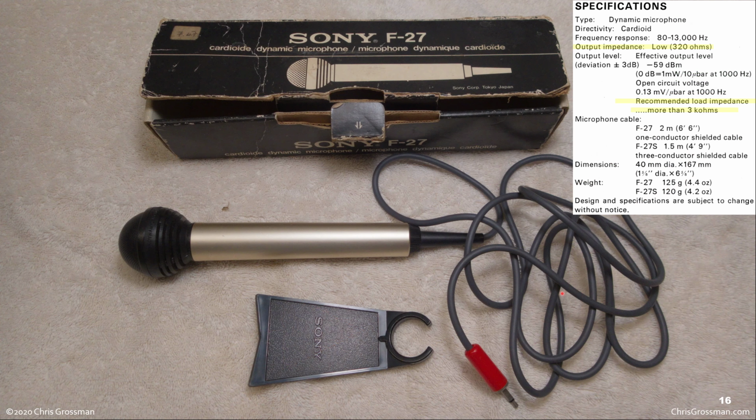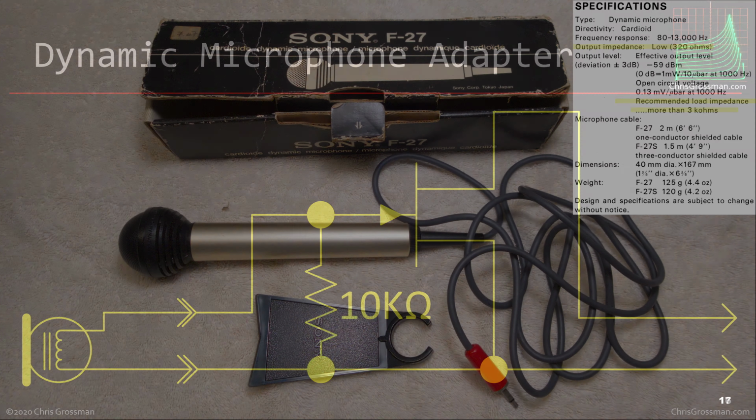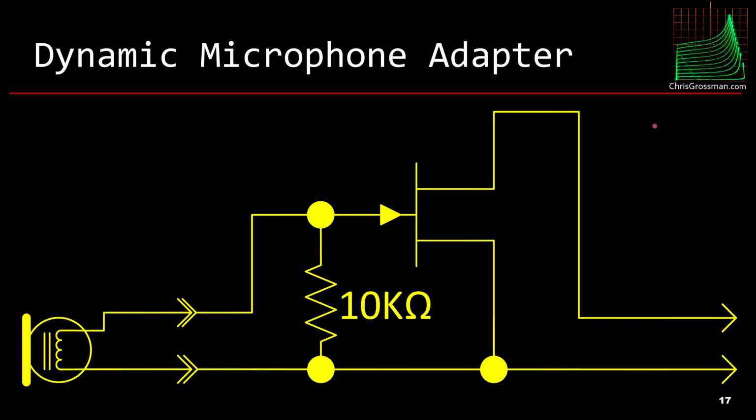So I have this Sony dynamic microphone I've had for many years. I don't remember how long I've had this. 30, 40 years, a long time. And it's a 320 ohm microphone, and its recommended load impedance is more than 3k. And I wanted a very simple circuit to adapt this to the RØDE Filmmaker. So what I'm going to do is I'm going to do this.